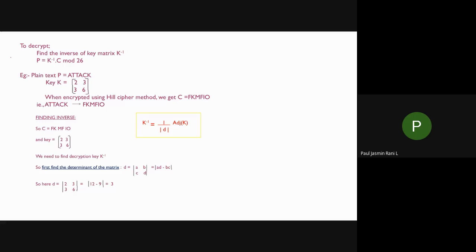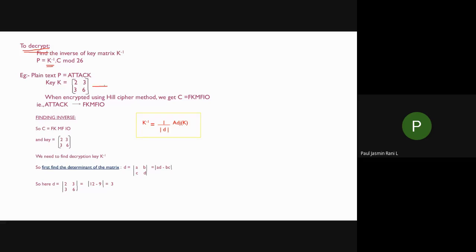But in the case of your decryption, you have to find out your inverse. Okay, see here. So what is the formula? P is equal to K inverse into ciphertext mod 26. So we have only this K, we don't have K inverse. Okay, so now you have to find out your K inverse. Let us see what are the steps to be followed to find out the K inverse.